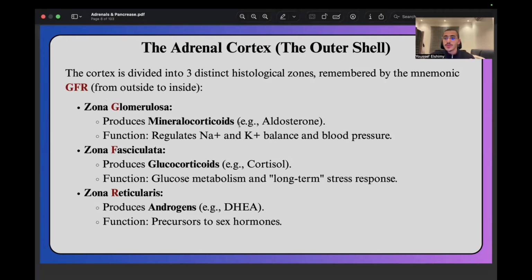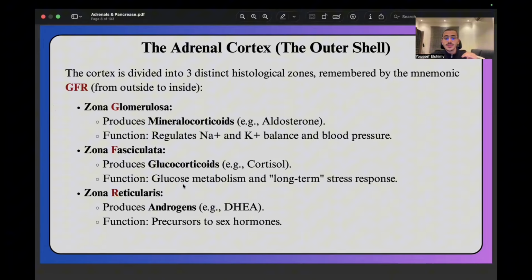And what is the function of aldosterone? It regulates the sodium electrolyte balance by regulating sodium and potassium as well as controlling blood pressure. For the middle layer, the zona fasciculata, it produces glucocorticoids, mainly cortisol. And from its name, glucocorticoids, it regulates glucose metabolism as well as the long-term stress response.